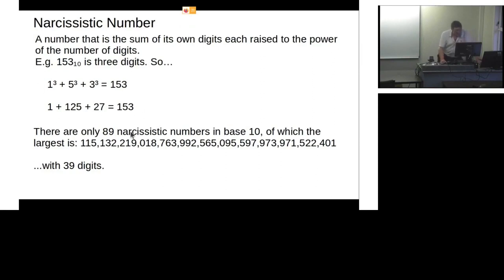And apparently there are only 89 of these numbers in base 10, of which the largest has 39 digits. Apparently once you get to 60 digits or more, you can prove mathematically that it would be impossible to ever have a narcissistic number higher. So that's why. Yeah, so this would be 1 to the power of 39 times 1, we'll do that shortly. And zero, so you just put in zeros.